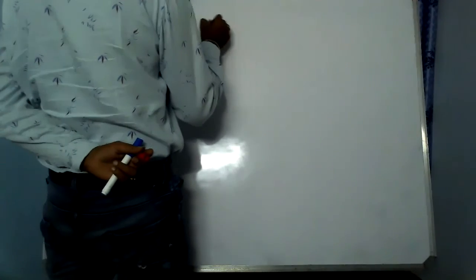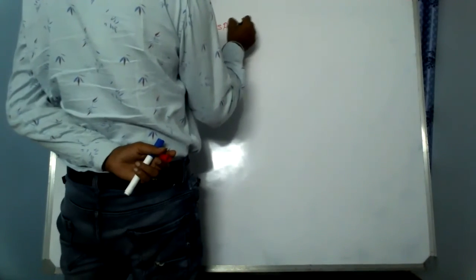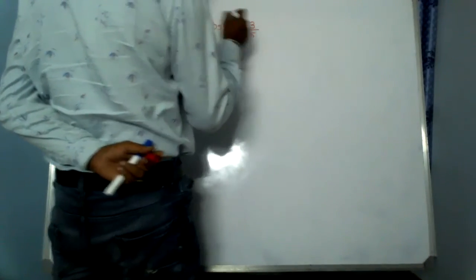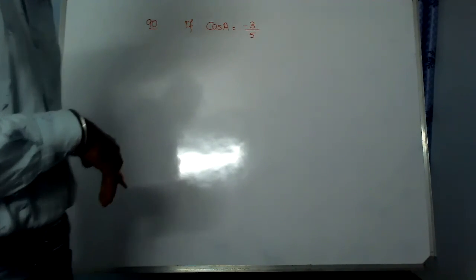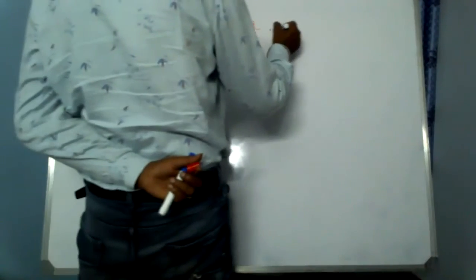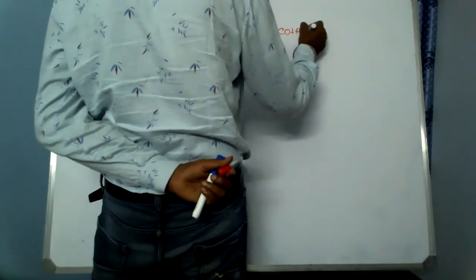Question number 90. If cos A is equal to minus 3 by 5, where A is between 90 and 180, what will be the value of cot A? So cot A will be how much?